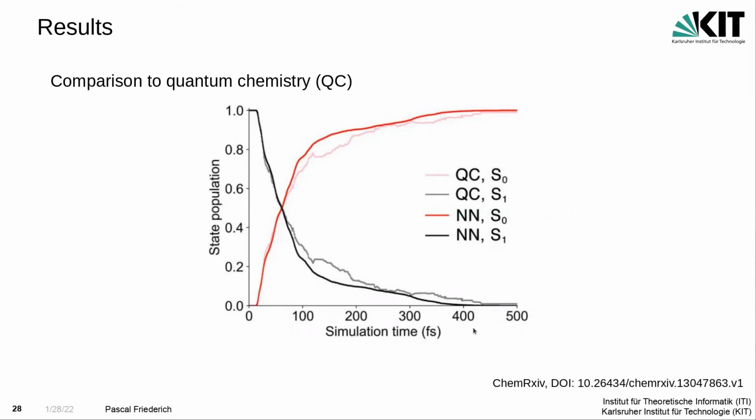So this seems to work. The quantum chemistry and the neural networks are in relatively good agreement. We get much more statistics with the neural networks, which is why these curves look smoother, because we cannot run so many trajectories using quantum chemistry. So this seems to work.